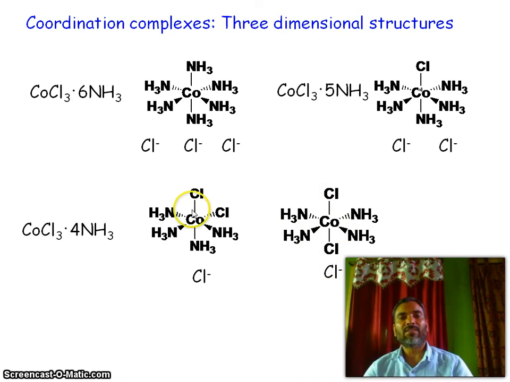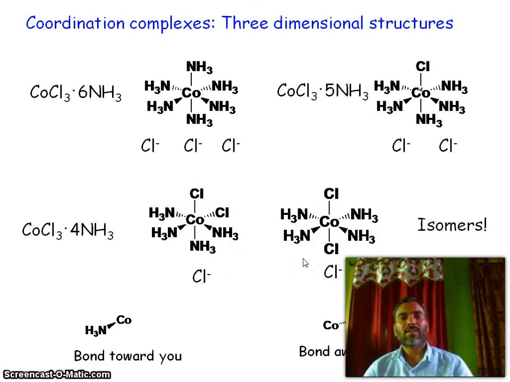But in a different way. You see this is cis and this is trans isomers. So the bond towards you, this one, and the bond away from you. This is the designation for this.